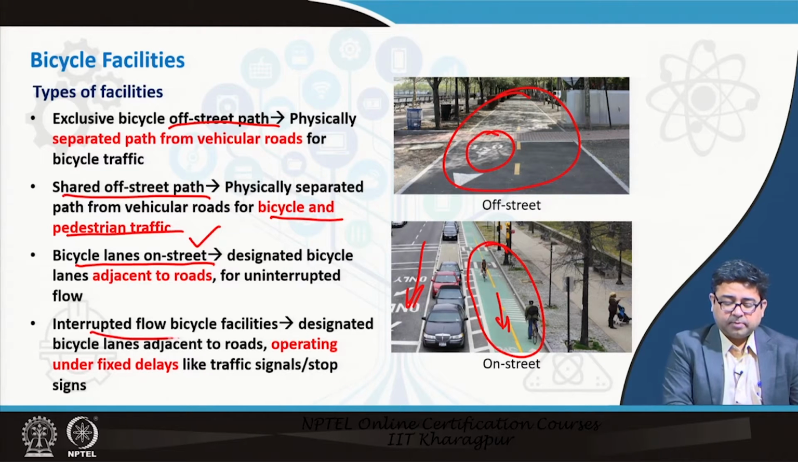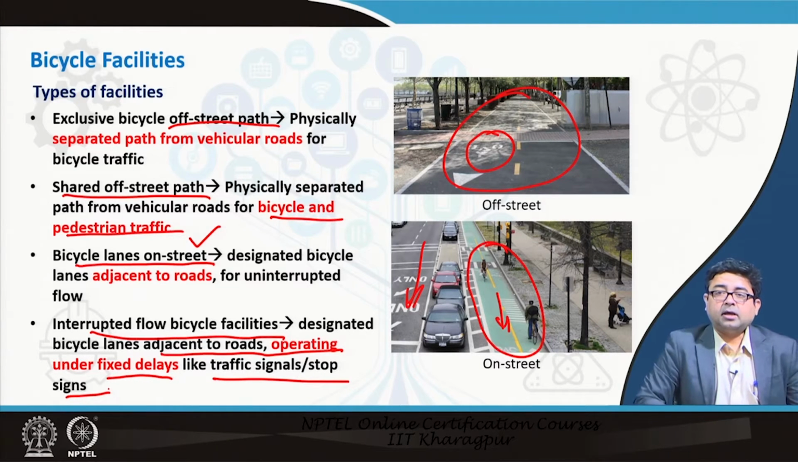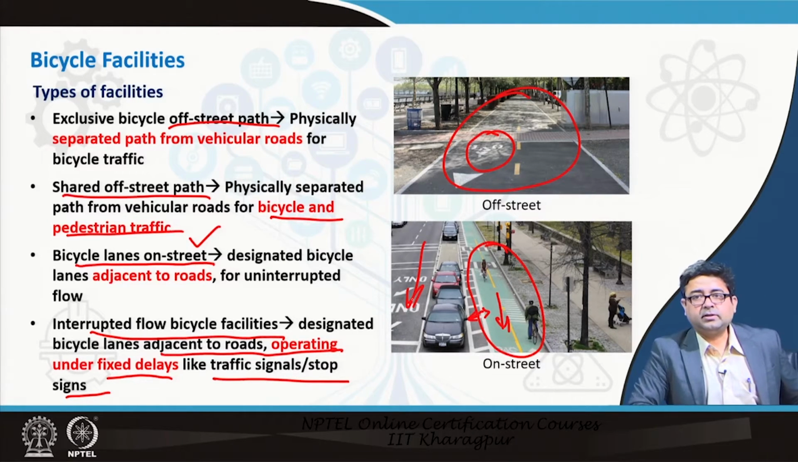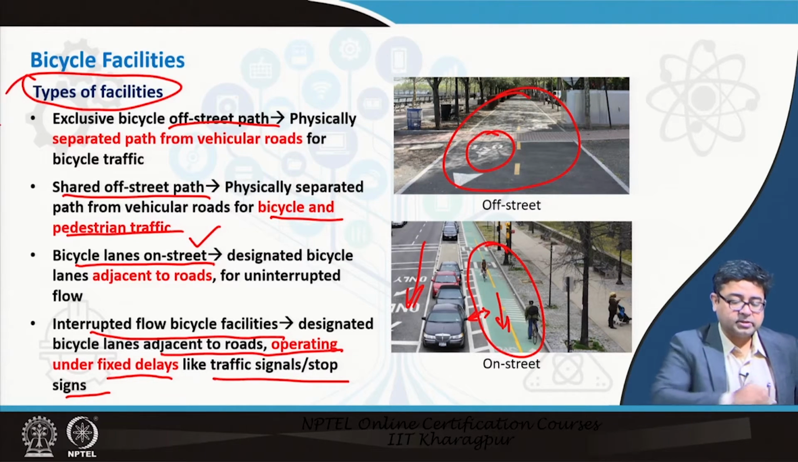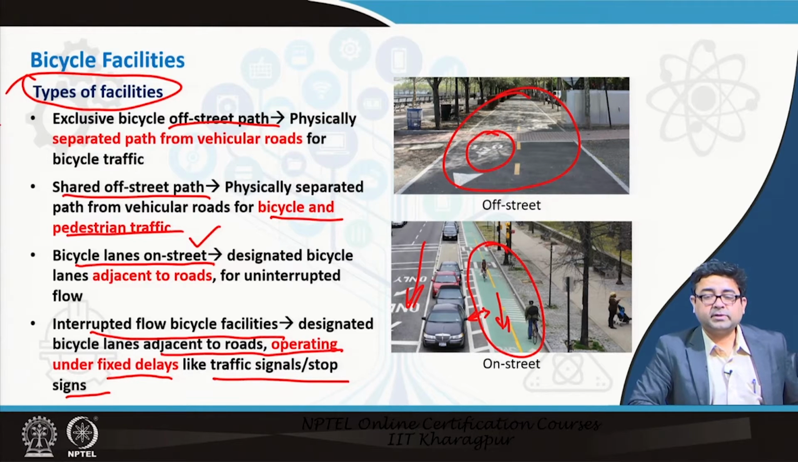And then there are interrupted bicycle flow facilities, which are designated bicycle lanes adjacent to roads operating under fixed delays like traffic signals and stops. These are more regular facilities that run along with the bicycle tracks. There is no physical separation between the two. They may be on the road along with the regular traffic and are interrupted just as other traffic is interrupted. Essentially, these are the different categories or types of bicycle facilities.